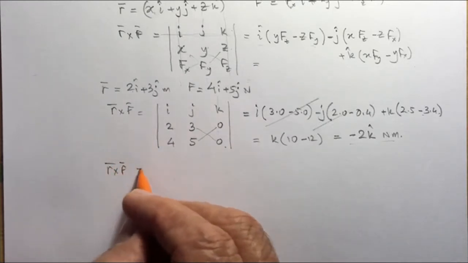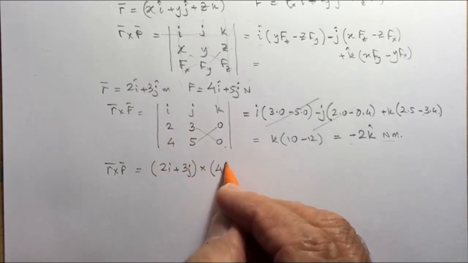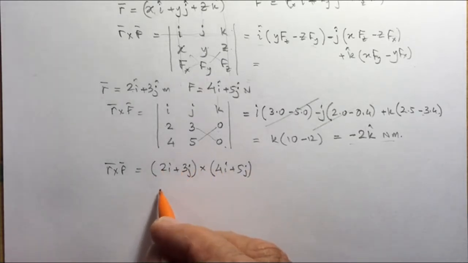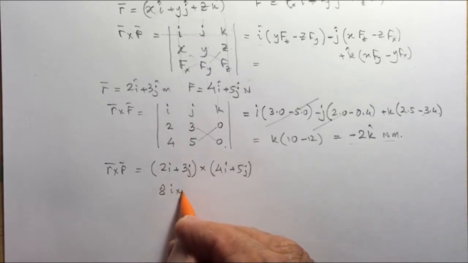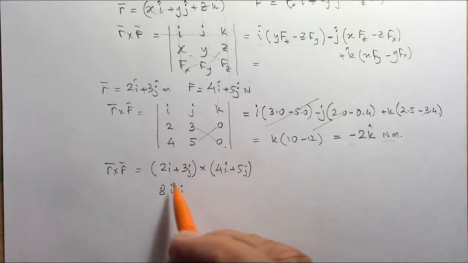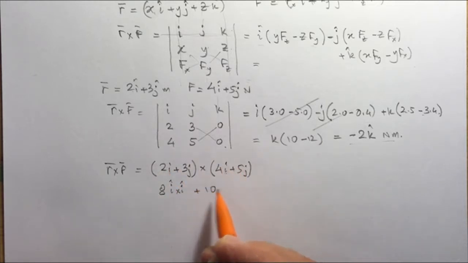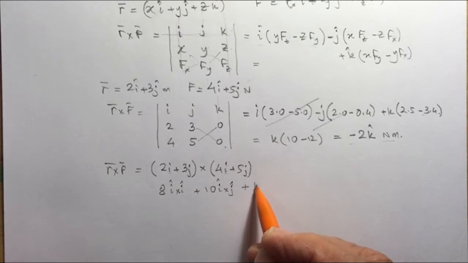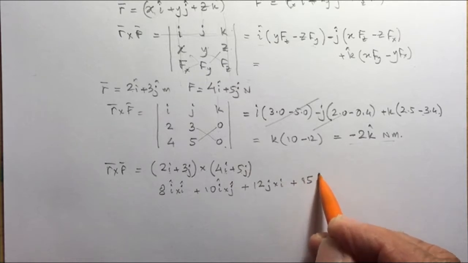We can write r cross f as (2i plus 3j) cross (4i plus 5j), and then we do the normal algebraic multiplications. So 2 times 4 is 8, and i times i is really an i cross i. We don't have i multiplied with i, it's i cross i. And the next is 2 times 5 is 10 i cross j, and then 3 times 4 is 12 j cross i, and 3 times 5 is 15 j cross j.